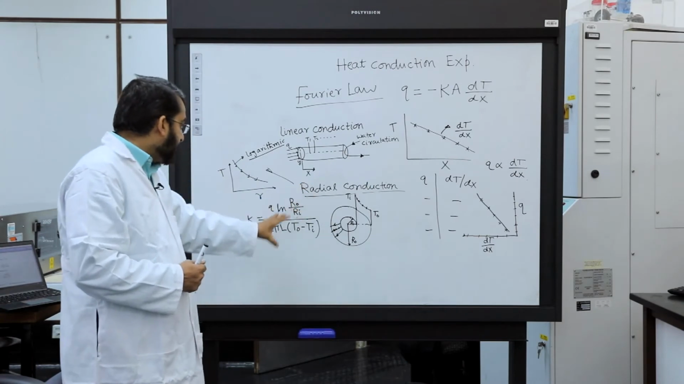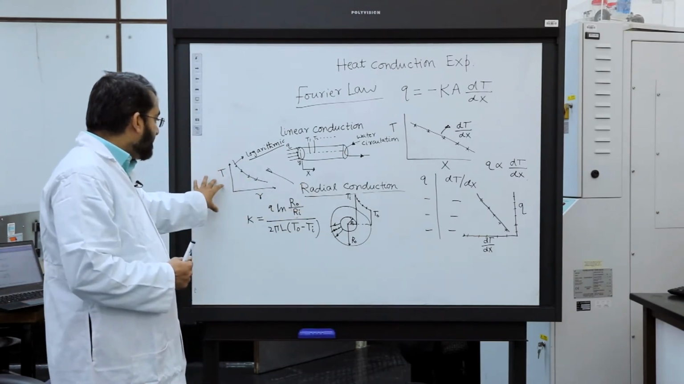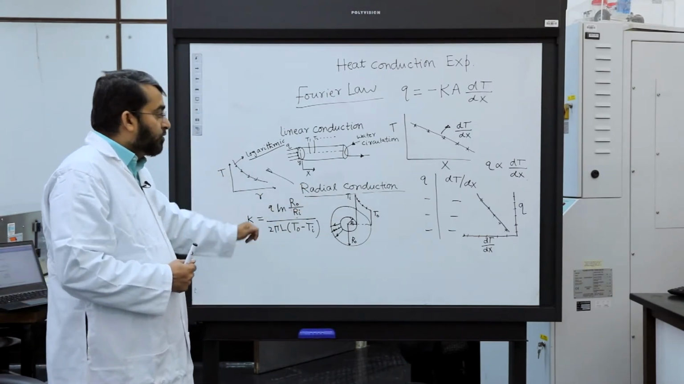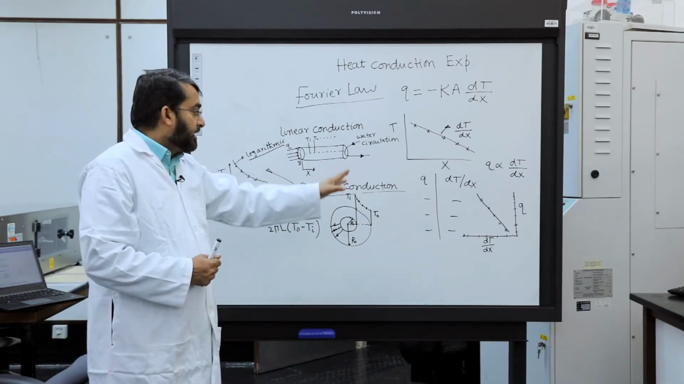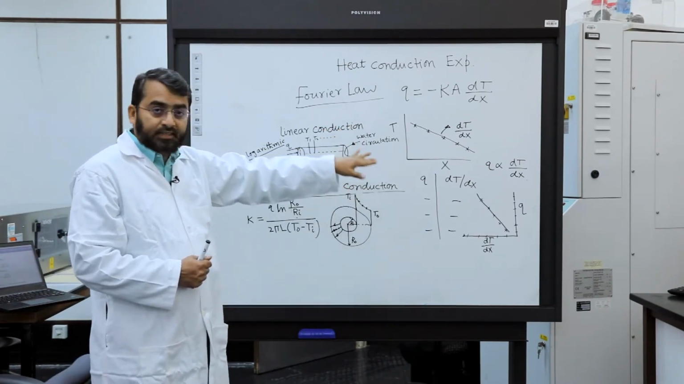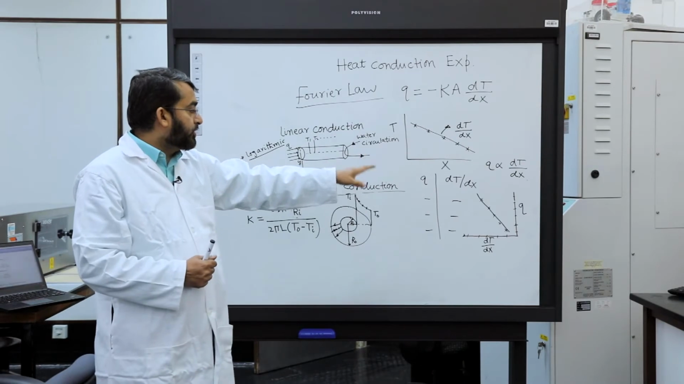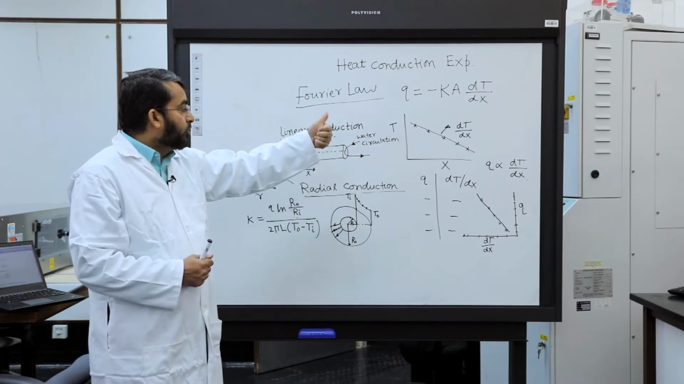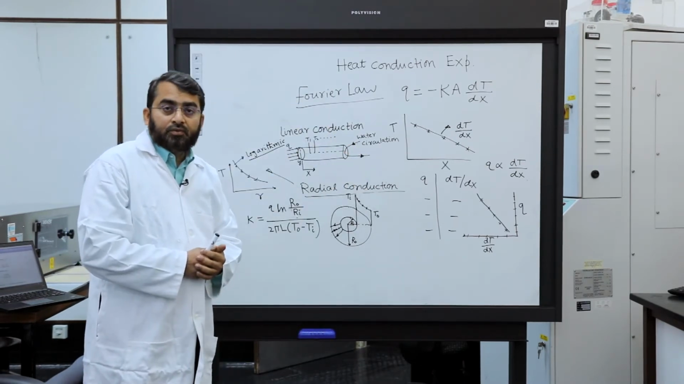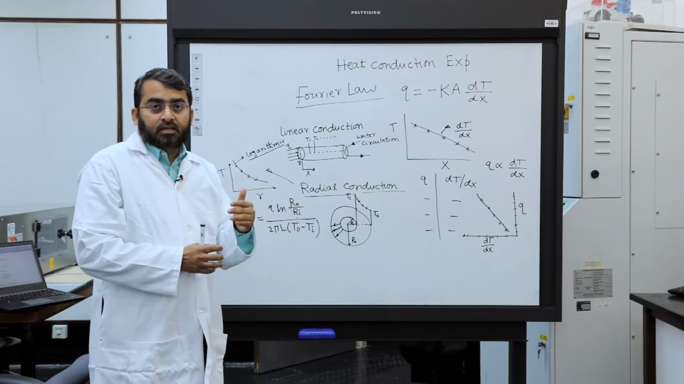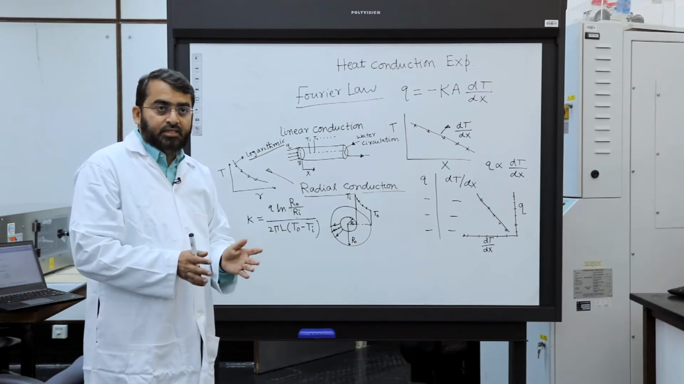So this is the radial experiment, where the profile is different, and you get K. In the linear experiment, dT/dx will be linear along the length, and you get Q by applying the Fourier law. Okay? So, we will go to the setup now.